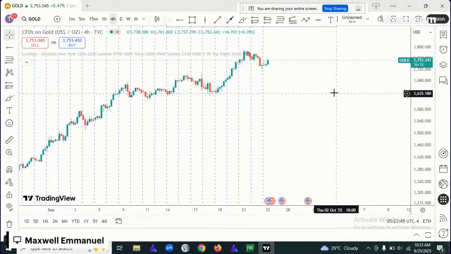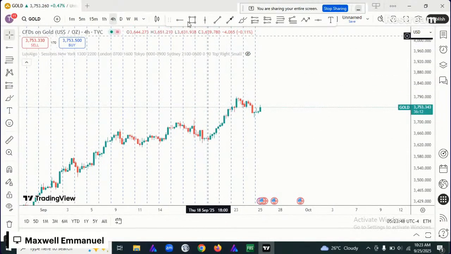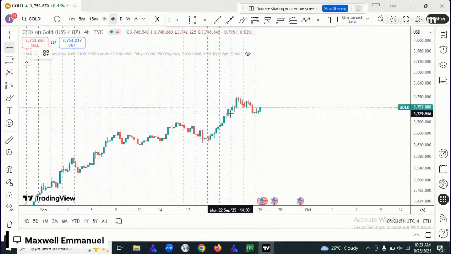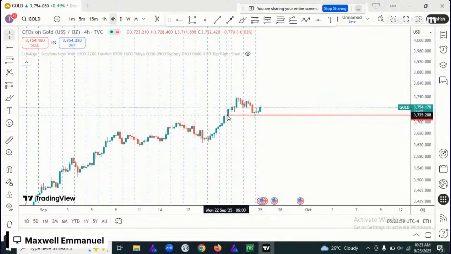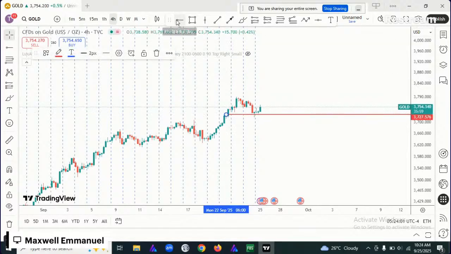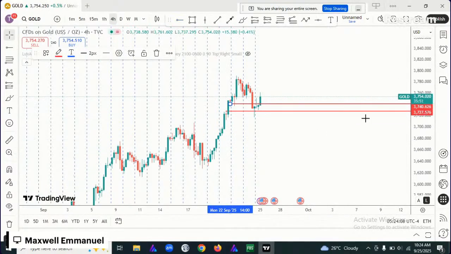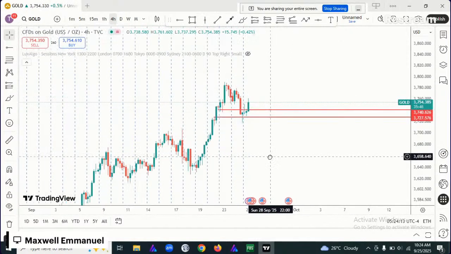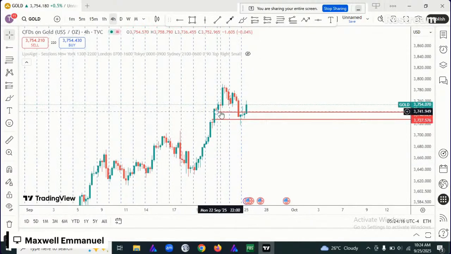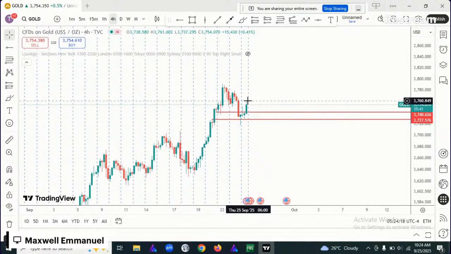So on 4-hour, I think we had this fair value gap. This gap got filled, and after the gap got filled, you can see the pattern we had: a hammer, a doji, a spinning bottom. These are strong bullish reversal patterns. You can see that after price filled the fair value gap, gold has been bullish.